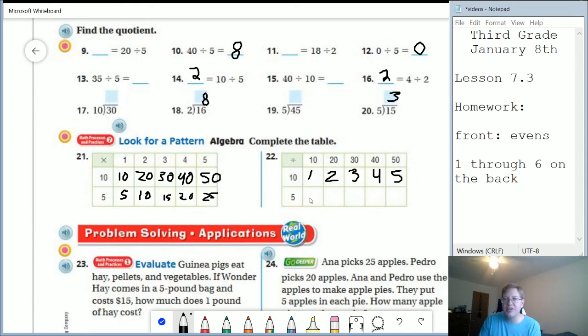There is a pattern with this, but it's not going to be quite the same as what we had before. Okay? So there are 2 groups of 5 to get to 10, 4 to get to 20, 6 to get to 30, 8 to get to 40, and 10 to get to 50. So we're kind of going up by ones here, just like we're kind of going up by ones here, except we're counting by tens when we're doing that.